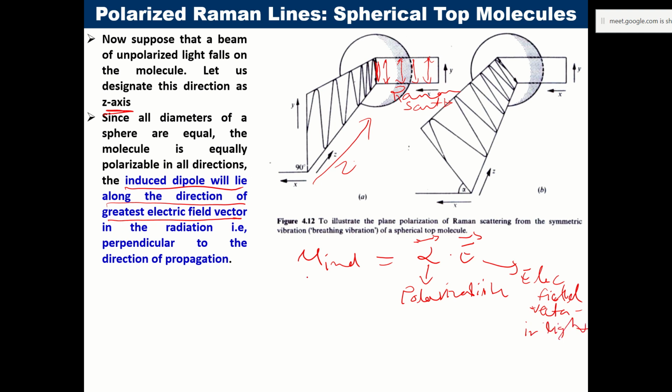So the induced dipole can take the direction of either the polarizability or the direction in which the electric field is maximum. The electric field is maximum in this direction, and all of them keep oscillating in this plane, so you observe a signal having all the electric field vectors oscillating in the xy direction. The scattered light is seen through this, and it takes up the direction of polarizability, which in this particular case is the same in all directions.